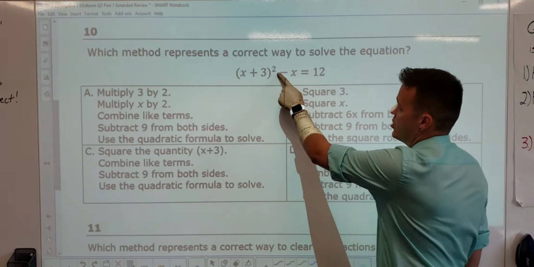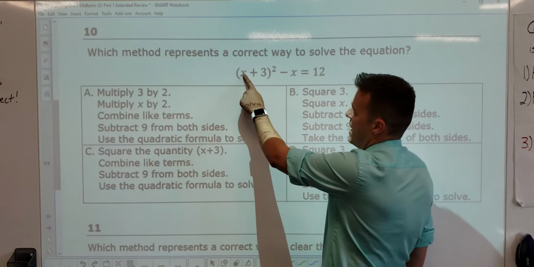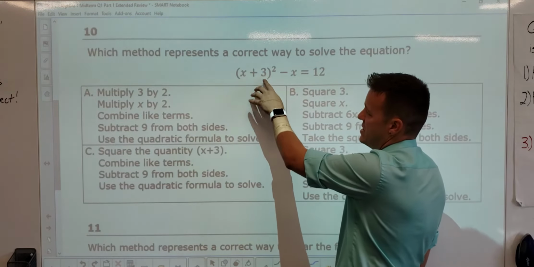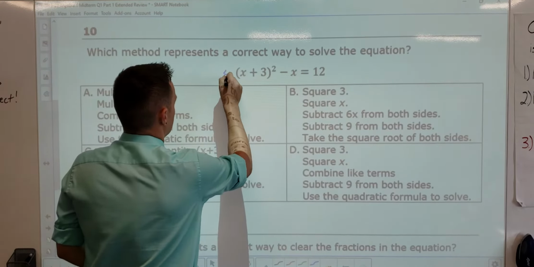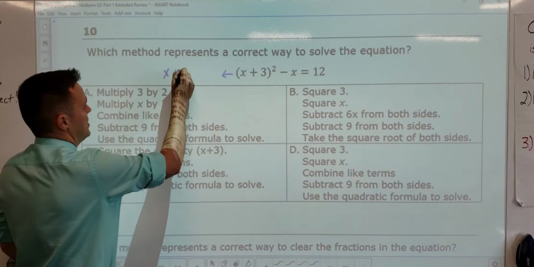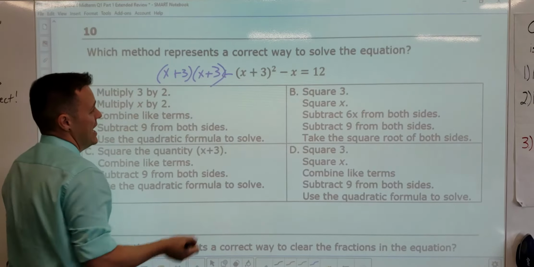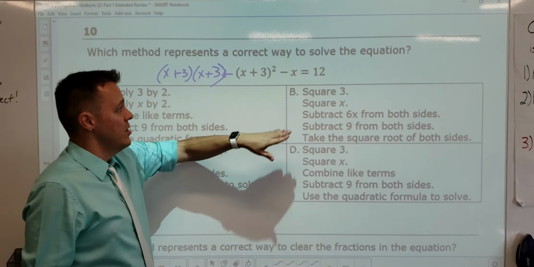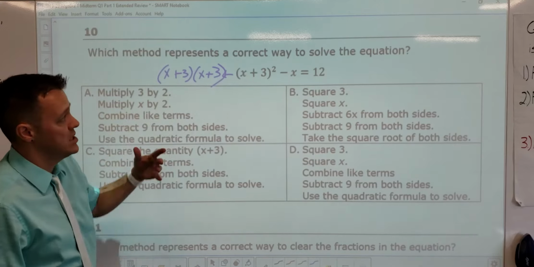Well, if you square 3 here, then you technically would square x, but that doesn't make any sense because that's not what this equation represents. It actually is supposed to look like this, where it'd be x plus 3, and then x plus 3. So you're not technically squaring a 3. You actually would multiply it together, and then you have to do a distribution.